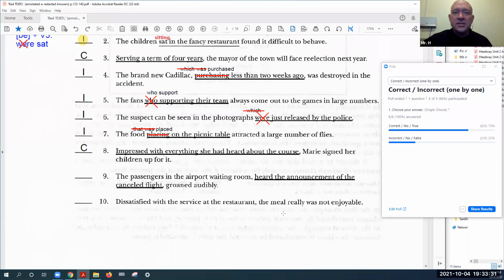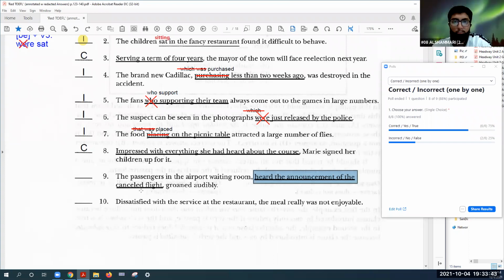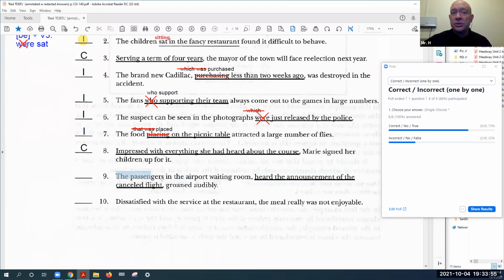So what does it describe, this clause? Now you have here commas, right? Yes, 2 commas. Okay. So what does it describe? Heard the announcement. The passengers. It describes the passengers, right? Yes. Which passengers? The passengers in the airport waiting room. Do the passengers do this verb? Do they? Yes, they heard the announcement.